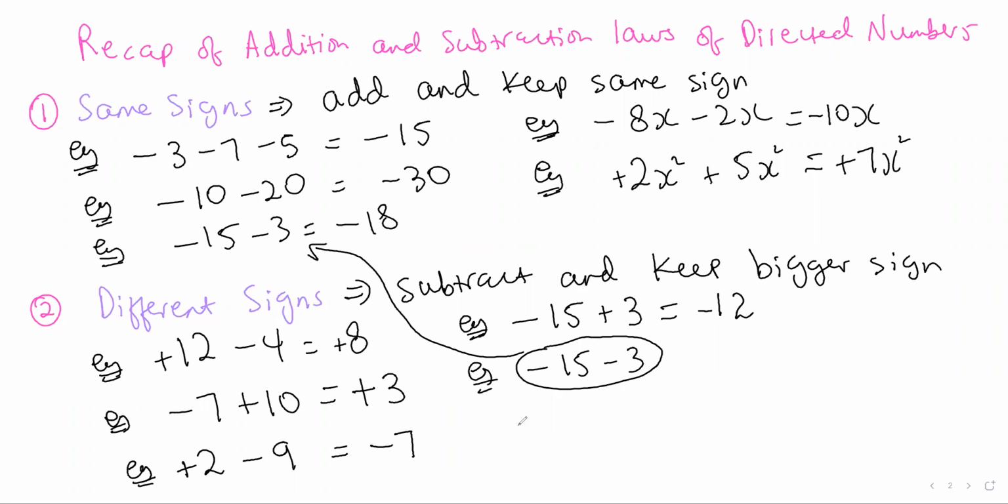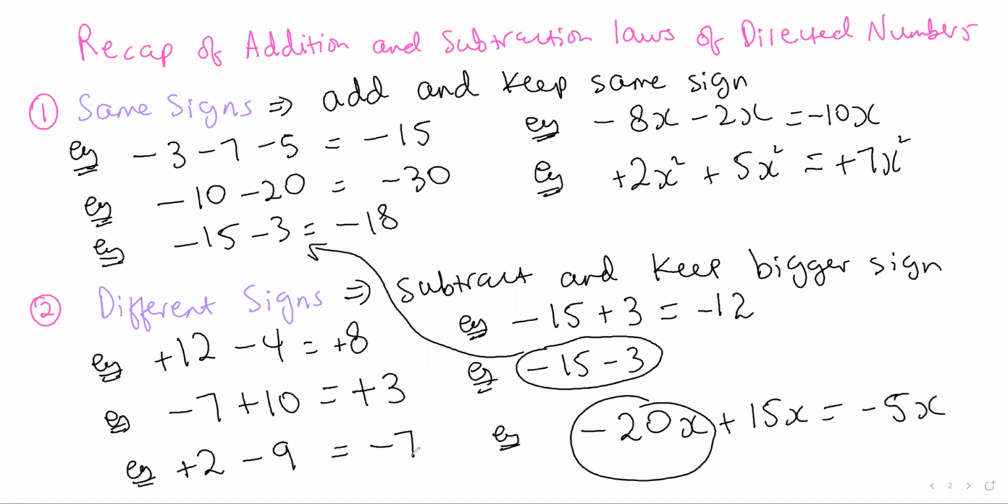So if you bring in some algebra here, right? Minus 20x plus, let's say, 15x, right? What? Different signs, subtract, keep the bigger sign. This is minus 5x, right? You keep the sign of the larger number, right? And this is an x term we subtracted, so you keep an x term here, right? Nice. So this is one application. This is called simplifying, right?